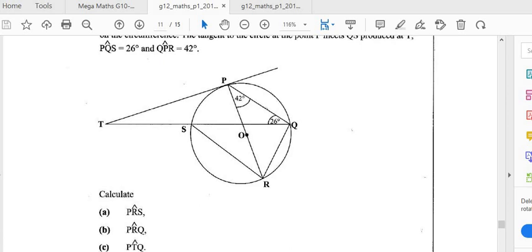In short, we are calculating for angle PRS and PRQ.